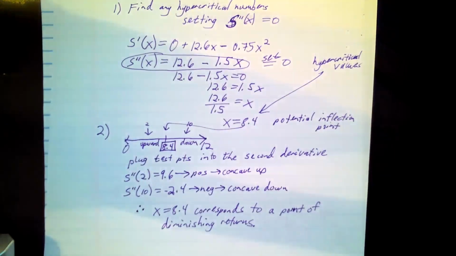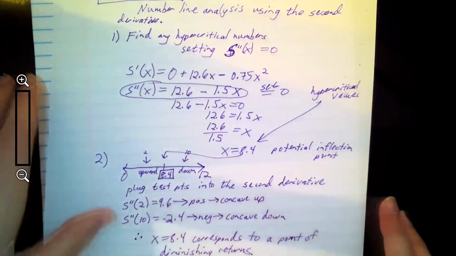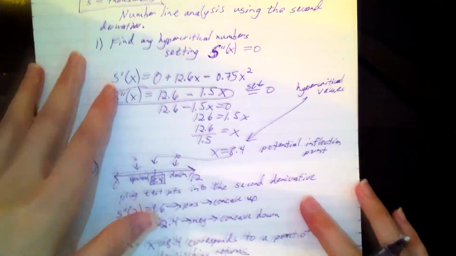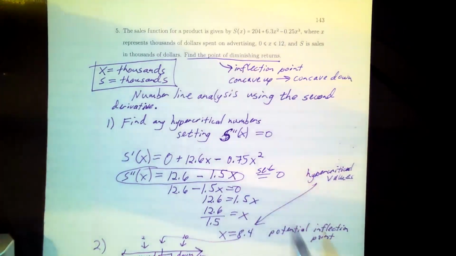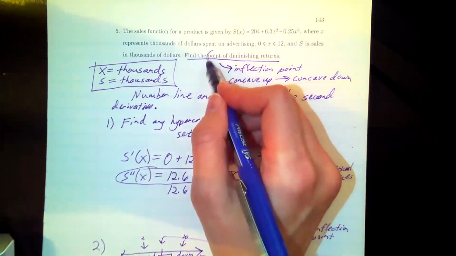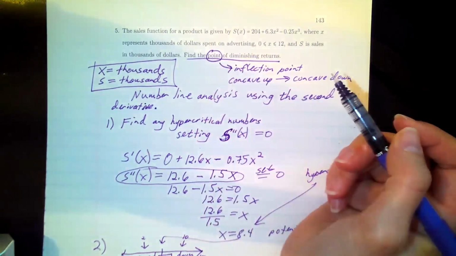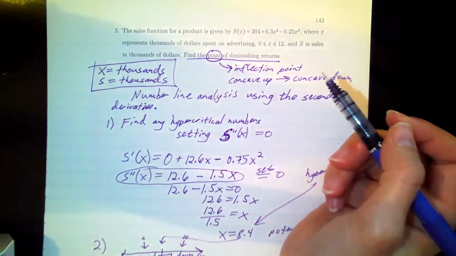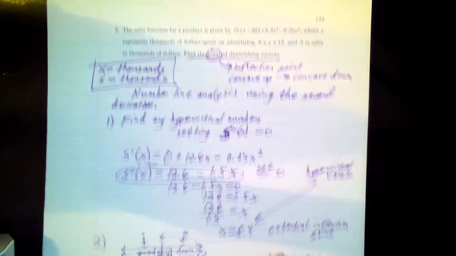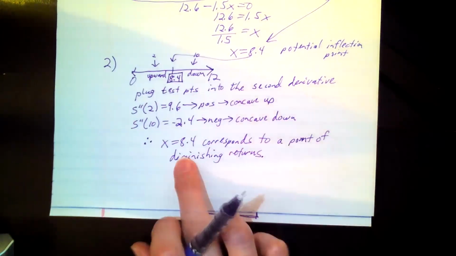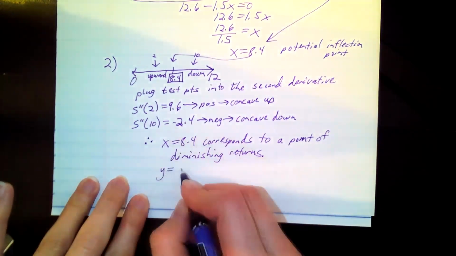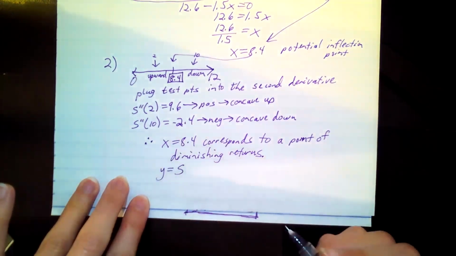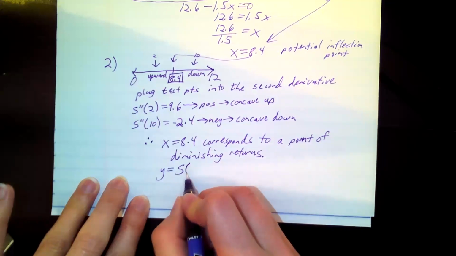So let's zoom out and go back up here to the question and see what it's asking for. Does it want an x value or does it want something else? Since it says to find the point of diminishing returns, we're going to treat this as if it wants an xy point, like an actual xy point. I have x is 8.4. I need the corresponding, quote, y value, but that's really just s. Right now, our sales is our function.